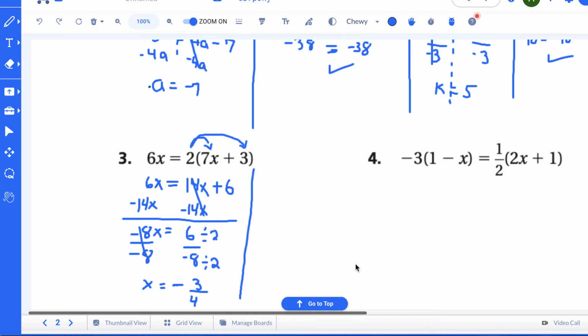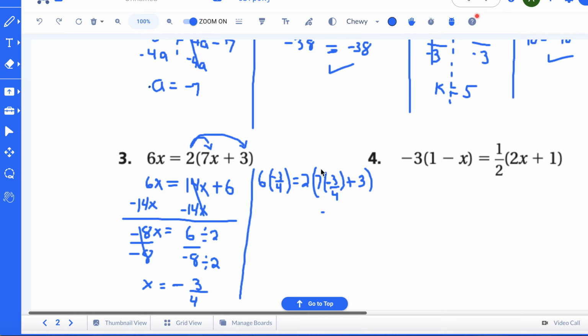Let's check our answer to see if we are correct. So we have 6 times negative 3/4 equal to 2 times 7 times negative 3/4 plus 3. Okay, order of operations, I'm going to go inside the parentheses here and solve this. Whenever you have a whole number like the 7 multiplying a fraction, this is going to be negative because you have a positive and a negative.